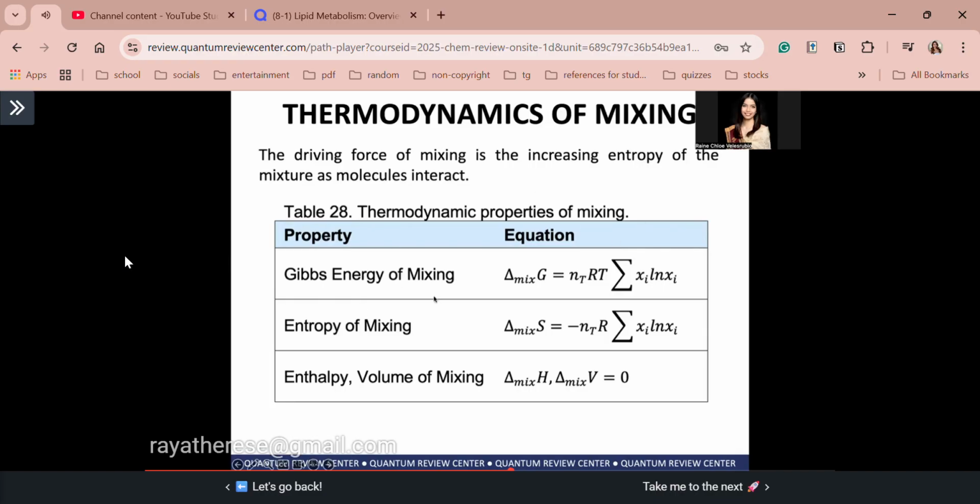Next, we have the entropy of mixing, okay? Here, delta mix S is just equal to negative n_T R times summation of X_i ln X_i, okay? Again, here, we take into account the substances we have in the mixture, okay? Two or more substances, kaya siya summation, okay? So, it tells us the change in disorder when we mix substances.